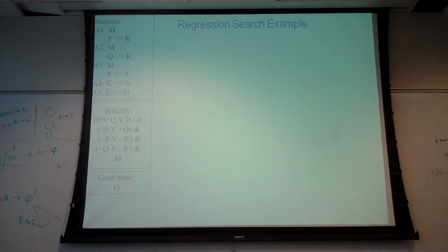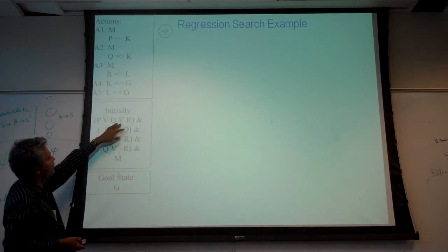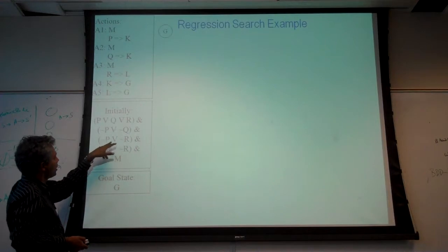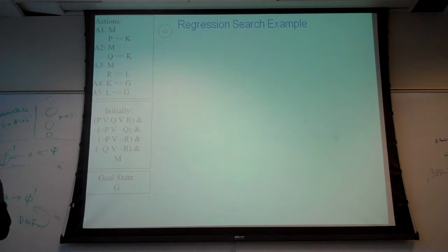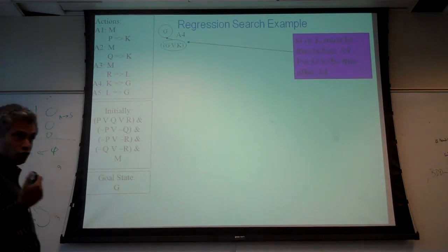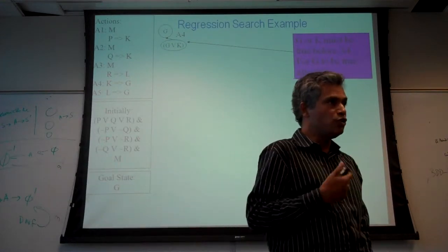Okay, regression for the same problem. Again, remember for that problem, the initial state now looks like P or R, Q or R, not P or not Q, not P or not R, not Q or not R, and M. And the goal state is still G. That means any state where G is true is a goal state. And these are the actions. So I start with G, and when I regress, I can use A4, which gives G. And it will say if K is true, then I'll give you G.